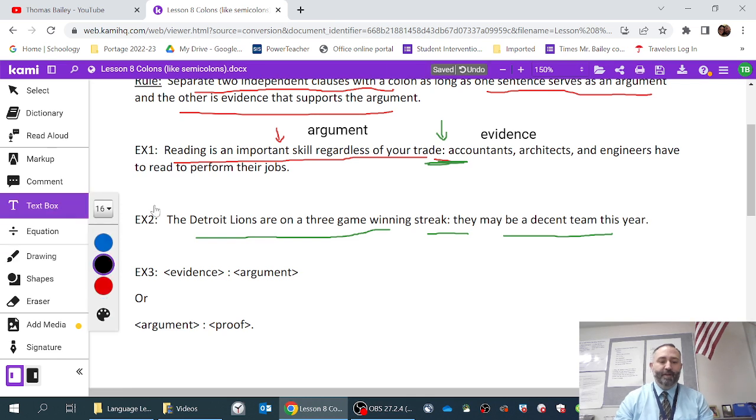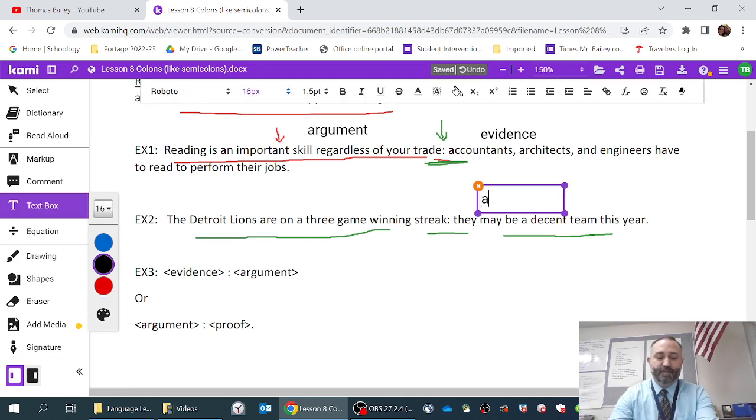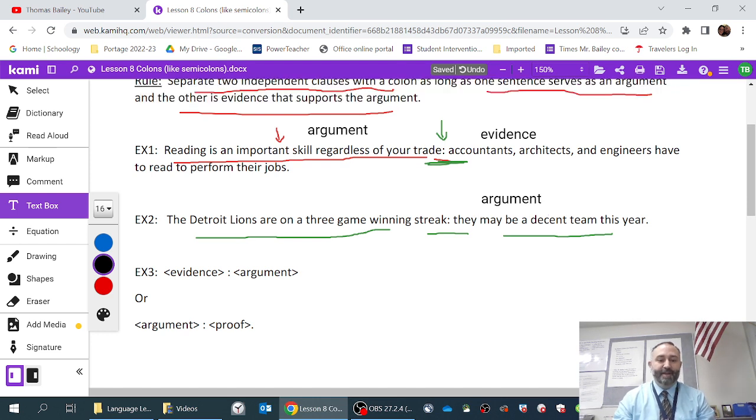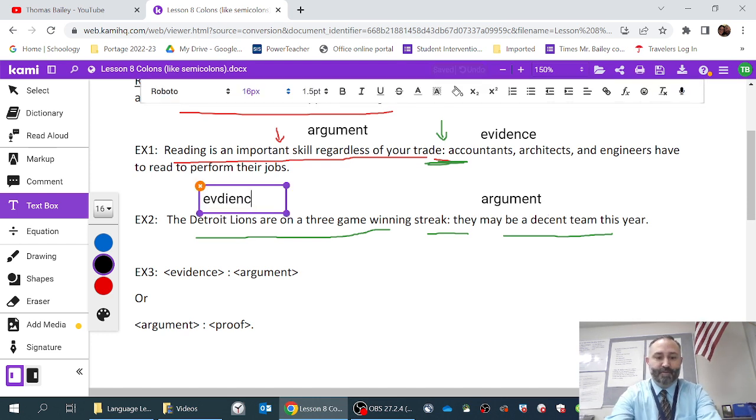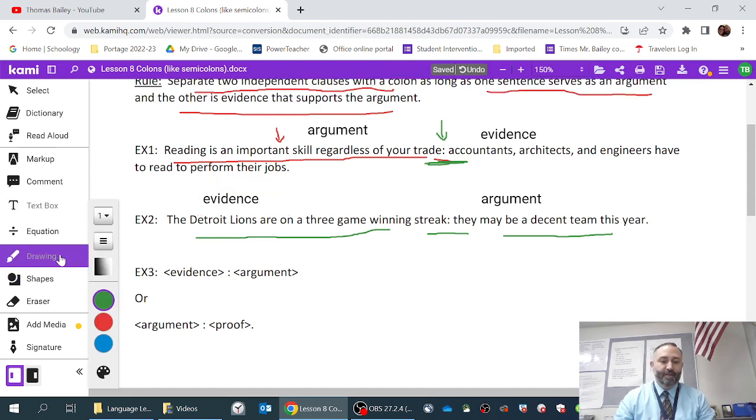Well, in this case, all I did was invert the order. In this case, this is an argument that's being made, a very flimsy one, I'll say that, because the Lions haven't proven anything to me. And then on this side of it, this is the actual evidence that is being presented. Sorry, I should probably type it correctly. So evidence. Now, once again, in this particular case, you have a complete sentence on this side. You have a complete sentence on this side. So you can put the colon there. And it's saying that one is the argument and one is the evidence. And that's how you know that using a colon is correct.